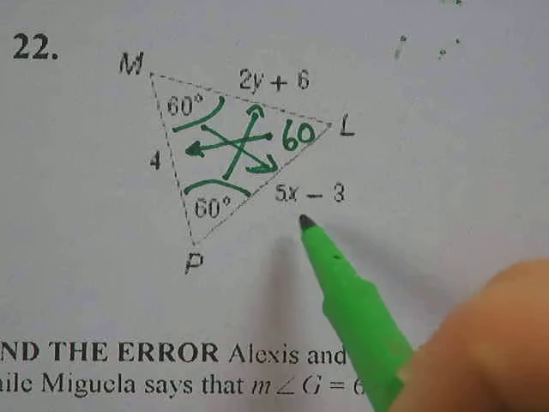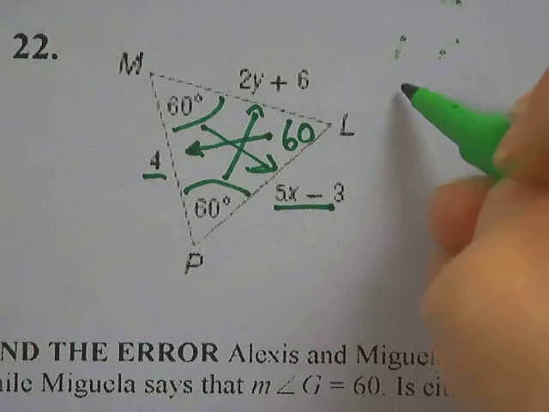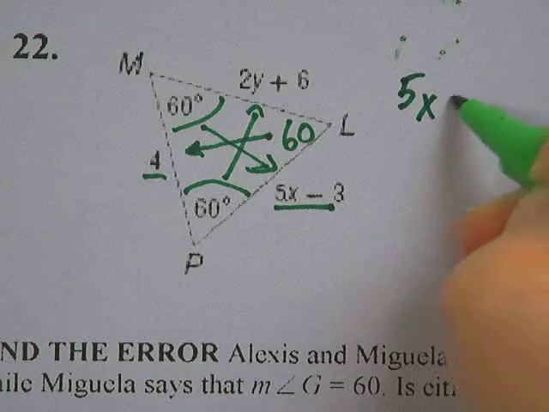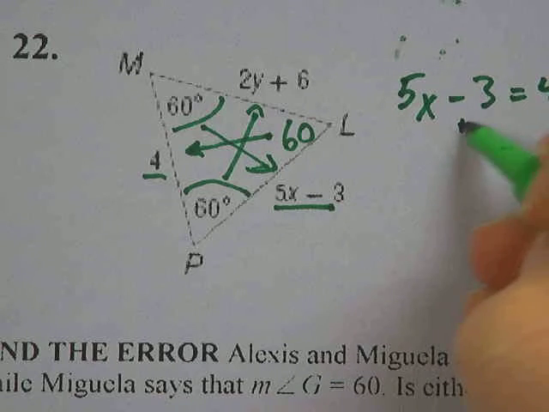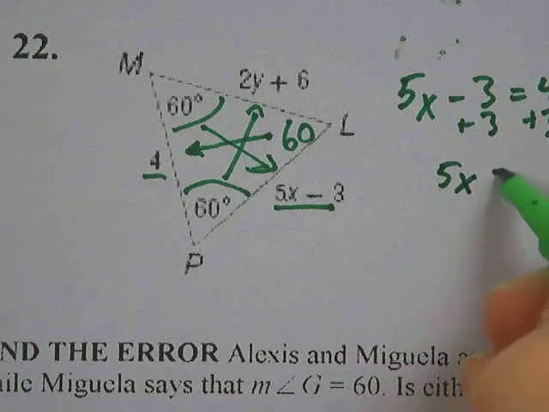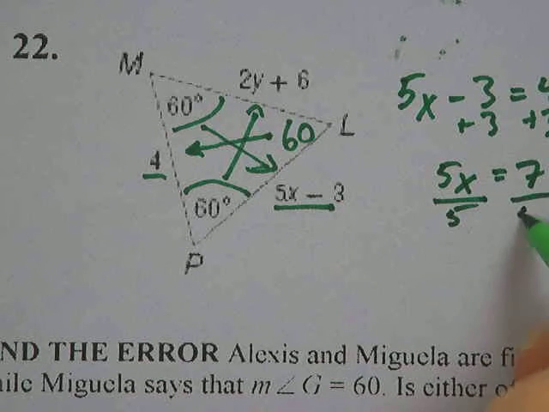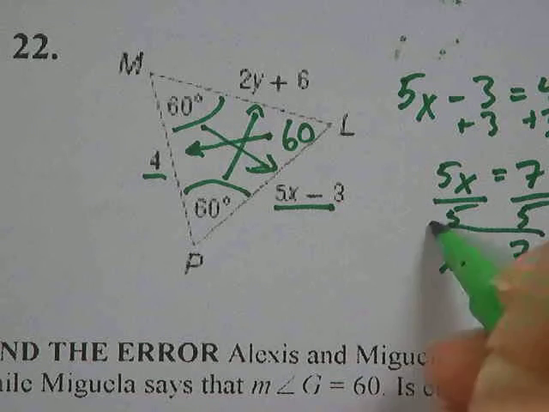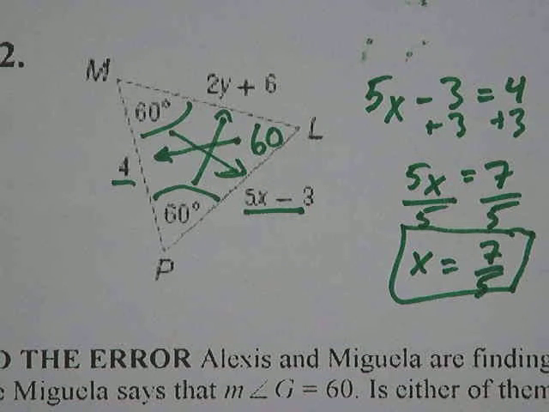So to solve for x, what we need to do is set 5x minus 3 equal to 4. So our first equation is going to be 5x minus 3 equals 4. Adding 3 to both sides, we get 5x equals 7. Dividing by 5 on both sides, we get that x is 7/5. So x is going to be 7/5.